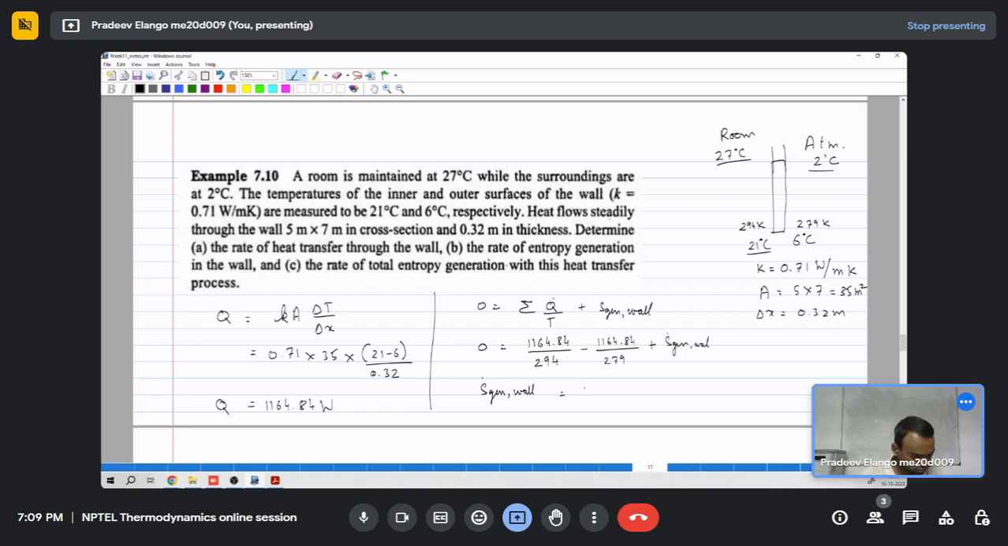Can you find this? So it is minus 0.213. It should be positive 0.213, because we have 294 and 279. So when we write S gen, it will be interchanged, right? Due to 279, is it fine? This is 0.213, sir.